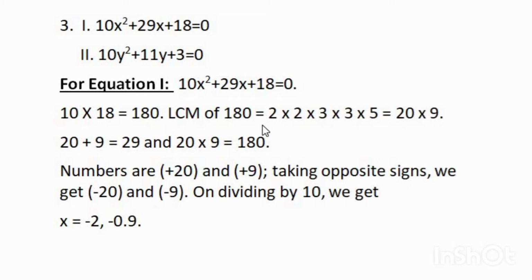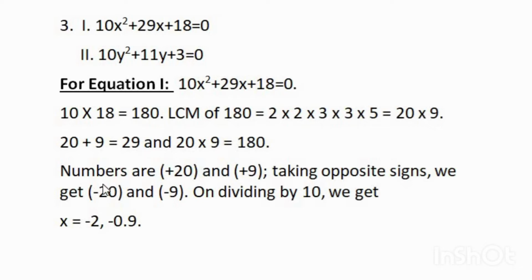Taking the LCM of 180, we will get 2 into 2 into 3 into 3 into 5, which can be written as 20 into 9. And 20 plus 9, we will get the middle term 29. Here plus is understood, that's why I simply wrote 20 and 9. So 20 plus 9 we will get 29, and 20 into 9 we will get 180, this number, right? So the numbers are plus 20 and plus 9.